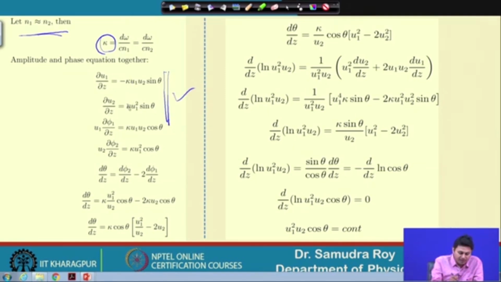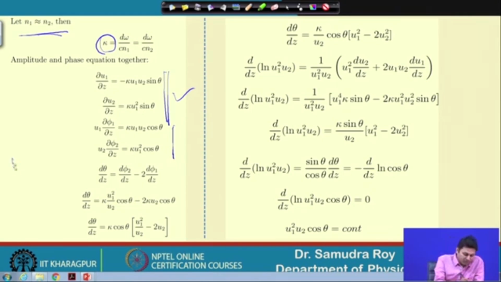Mind it, the term kappa is used in two different cases, because in d omega over c n1 we assume n1 is very close to n2, so we assume that they might be the same. For the phase case also we have equations, and these equations are u1 d phi1/dz is equal to kappa u1 u2 cos theta, and u2 d phi2/dz is equal to kappa u1 square cos theta.